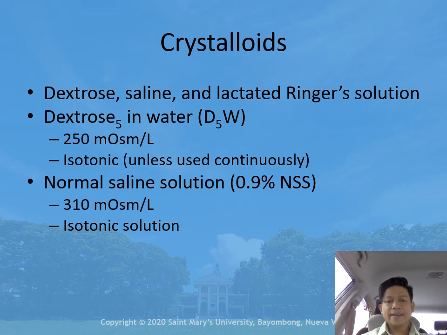If a client is ordered to receive lactated Ringer's solution, the type of IV solution is crystalloid solution. D5 water is isotonic, but when the dextrose is metabolized in the human body, it becomes hypotonic. For instance, a client received 3 liters of D5 water. With continuous use of 5% dextrose in water, the intravenous fluids become hypotonic.